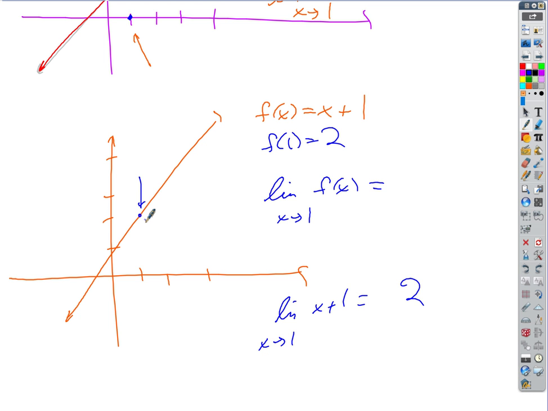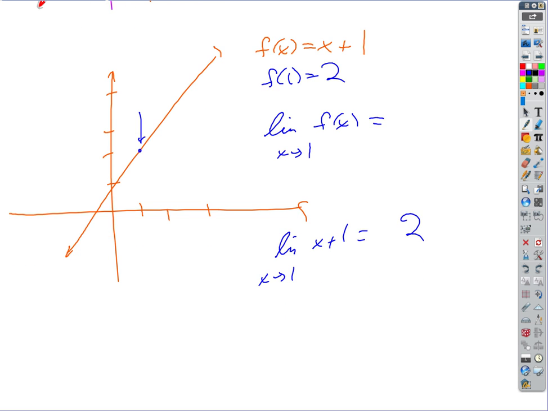So all we really are doing here, in essence, is we're just plugging in a 1. The limit of x plus 1 as x approaches 1 is just equal to 1 plus 1, which is 2. Okay. Yeah, I get the ant never gets there, but that's the point that he thinks he's going to step on, is the actual point. Okay? Questions, comments? Okay?